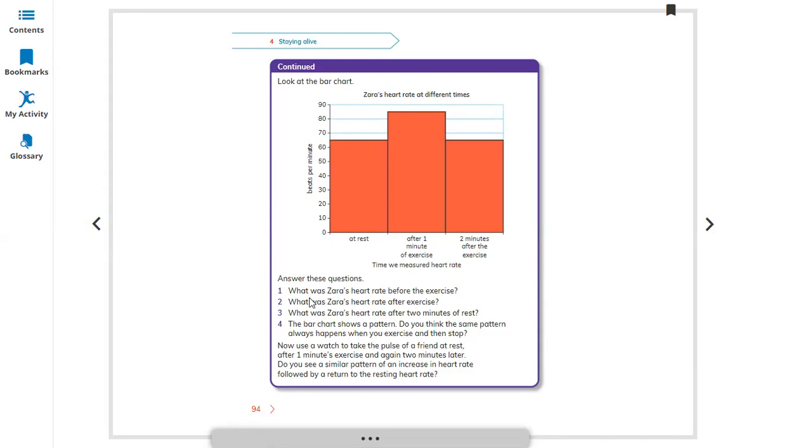So what was Zara's heart rate before the exercise? You can see it's 65. So you can write it.